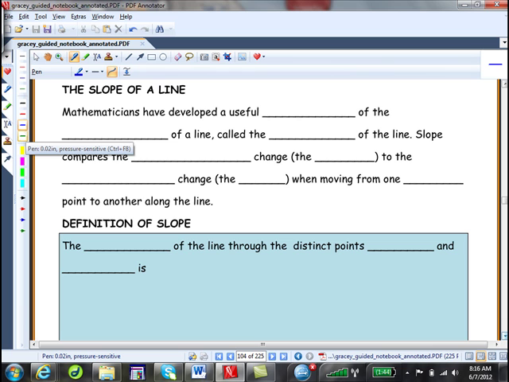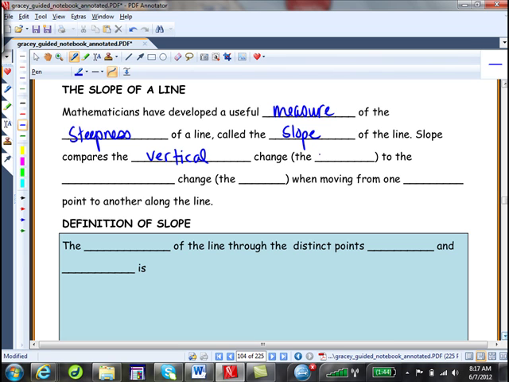All right, the slope of a line. Mathematicians have developed a useful measure of the steepness of a line called the slope of the line. Slope compares the vertical change, the rise, to the horizontal change, the run, when moving from one fixed point to another along the line.